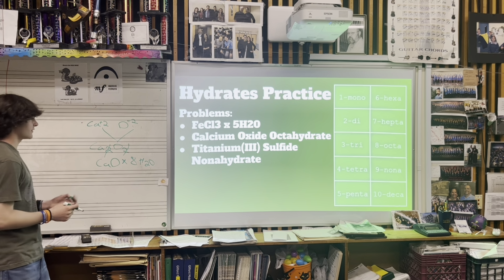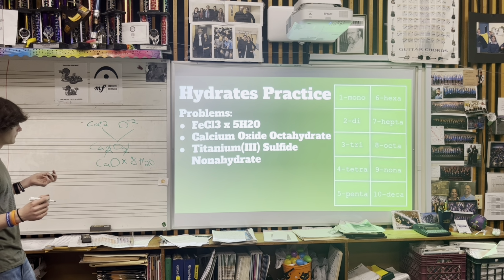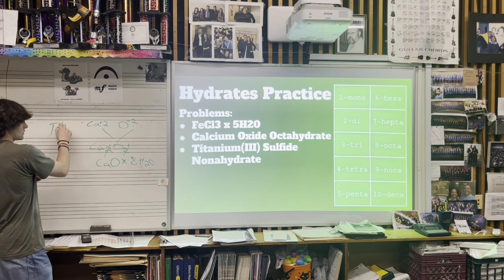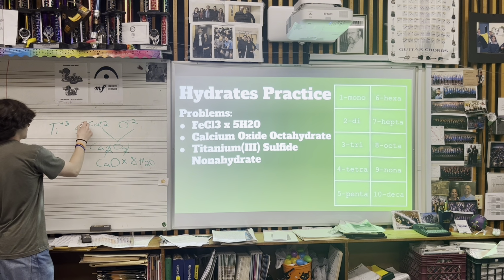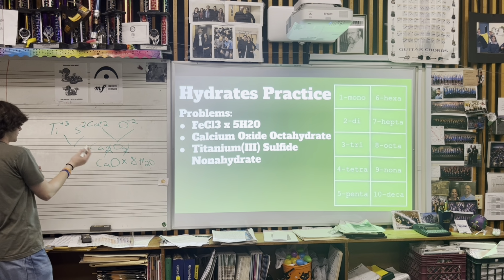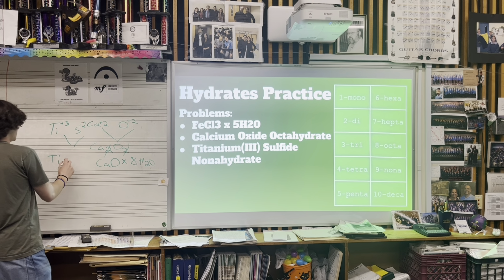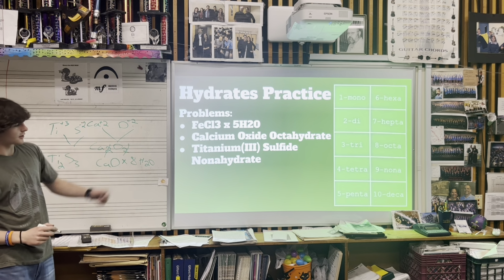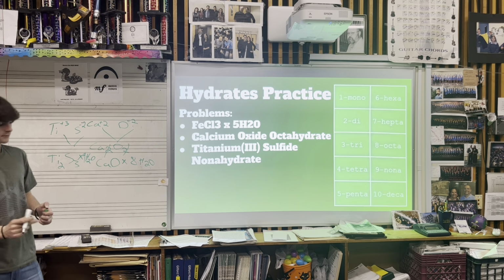And then for the next one, we have titanium 3 sulfide nonahydrate. So if you locate titanium on the periodic table, you see it has a charge of 3. And sulfide has a charge of -2. So then here you're going to flip-flop subscripts. Then you're going to see Ti2, and then you're going to have S3. And you're going to see nona, which means 9 according to this chart. So you're going to put times 9H2O. That's hydrates.